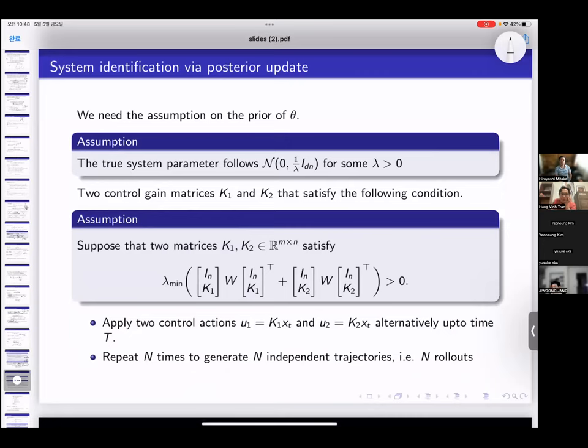For generality, we simply assume that the prior information of theta comes from the normal distribution centered at zero. The next part is one of the key parts of the algorithm. I will introduce control gain matrices K1 and K2 that satisfy this condition. Here, let us assume that M is equal to N. I call this a mixing argument. By mixing two control gain matrices, we can avoid degeneracy.